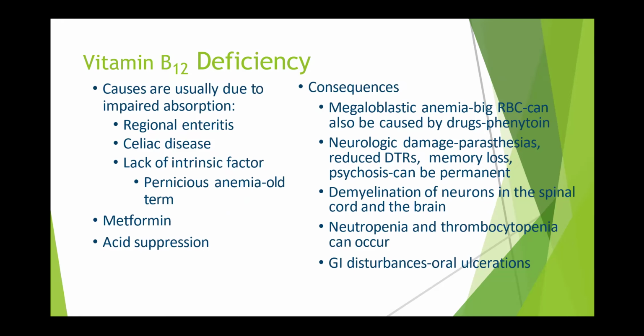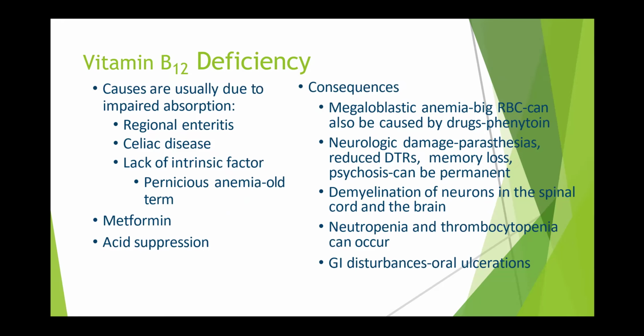Same thing though. Metformin, right? Glucophage, the drug that we use, oral medication to treat type 2 diabetes, that can cause a B12 deficiency. Any drugs that suppress the acid, right, can also cause it. And what's the consequence of not enough B12? Megaloblastic anemia, big red blood cells. It can also be caused by drugs like phenytoin, which is an anti-seizure medication.